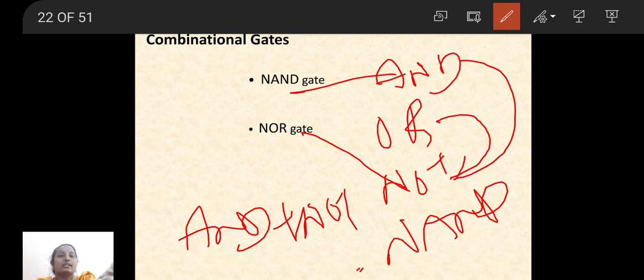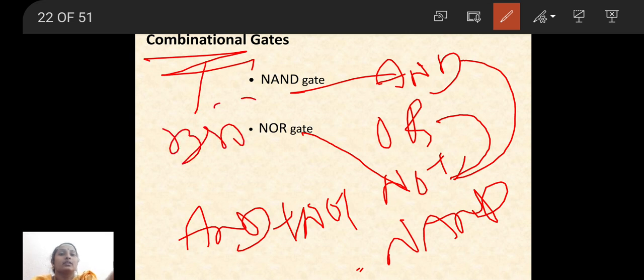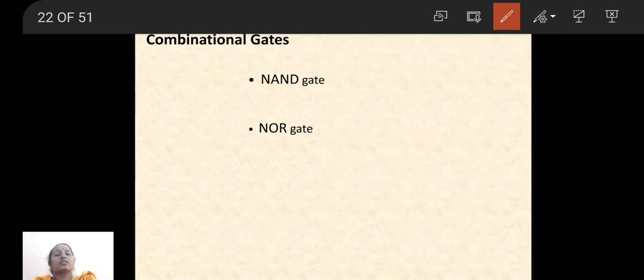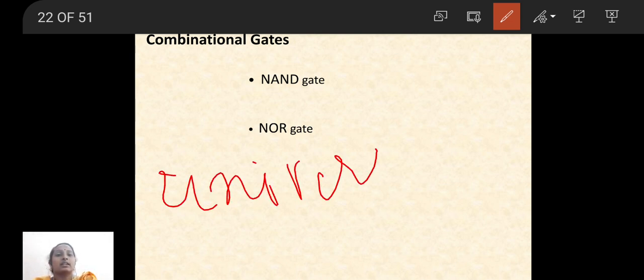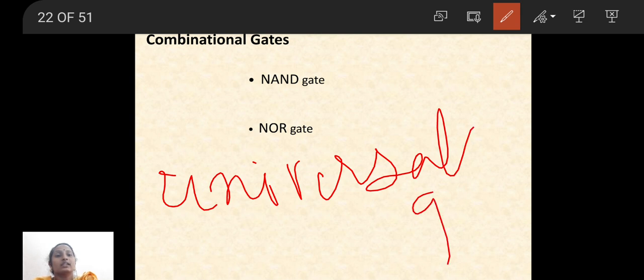So why are these called combinational? Because by combining two basic gates, we are getting these gates. That's why these gates are called combinational logic gates. And these gates also have one more specific name. These gates are called universal gates.